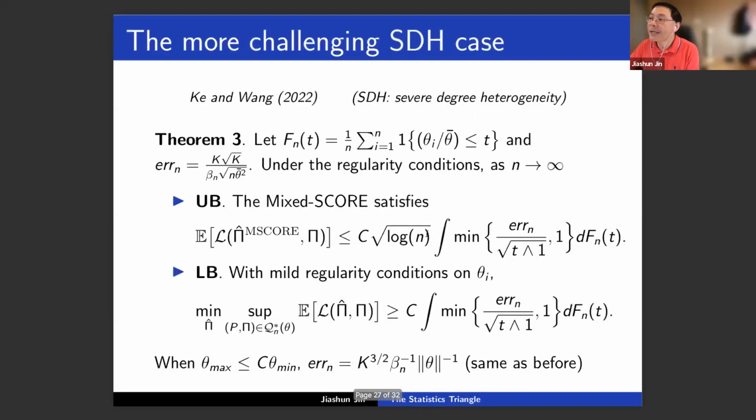Now, in a more complicated situation, if all the theta i's are not of the same order, this is particularly important for networks. Why?